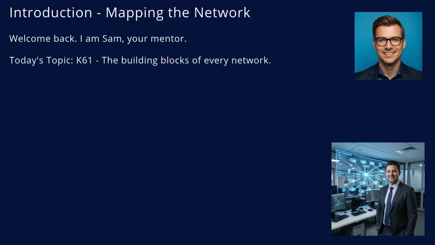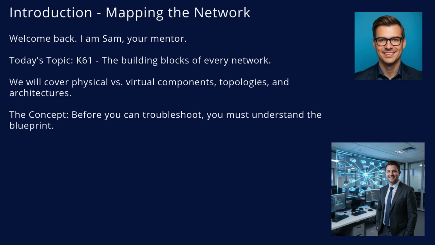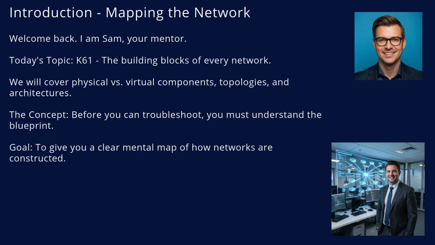We are tackling K61. This knowledge point is about the role and function of virtual or physical network components and typical topologies and service architectures. Think of this as learning to read the blueprint of a building. Before you can fix a leak or add a new room, you need to know where the walls are, where the pipes run, and what holds the roof up. In our world, those walls and pipes are routers, switches, and firewalls. Our goal today is to give you a clear, structural mental map of how networks are built, so you can navigate them with total confidence.